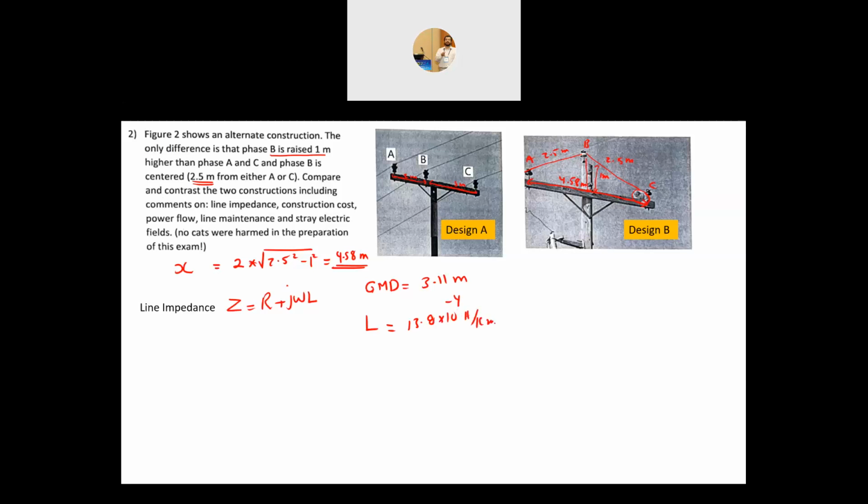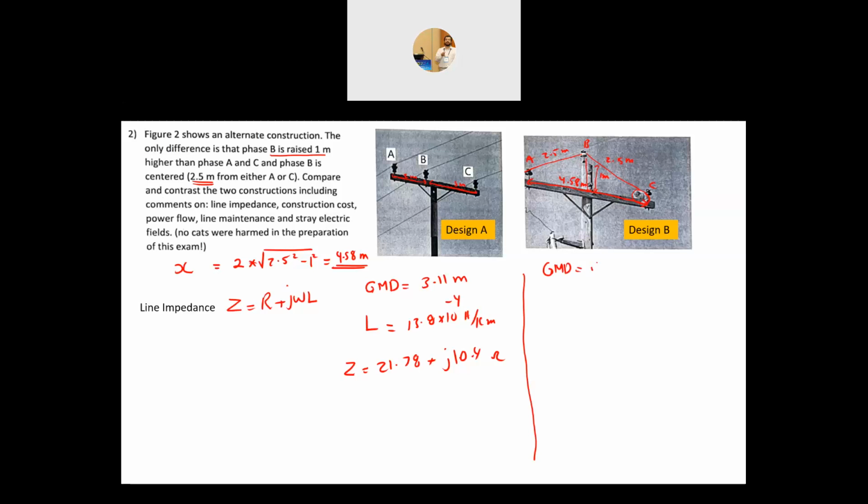Henry per kilometer, and finally your Z, for 20 kilometers, is equal to 21.78 plus j10.4 ohms. Now let's do the same thing here for design B.